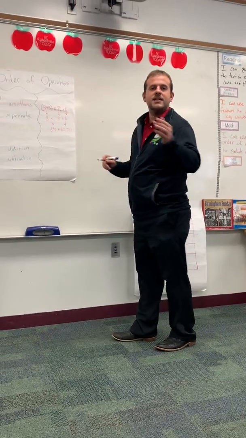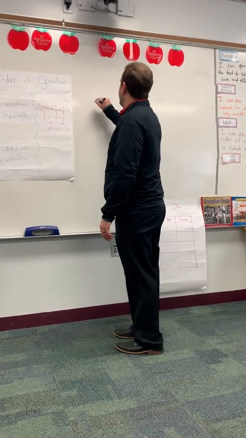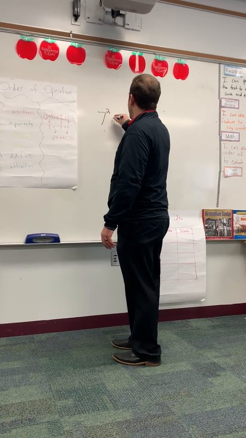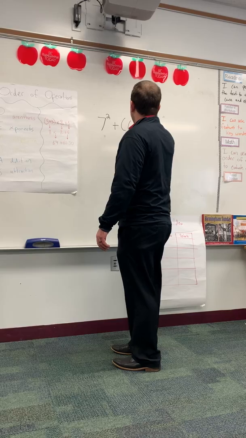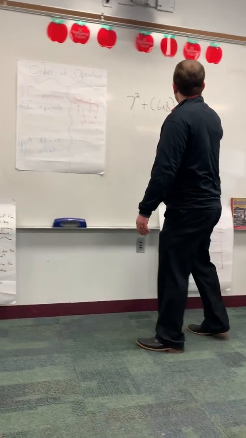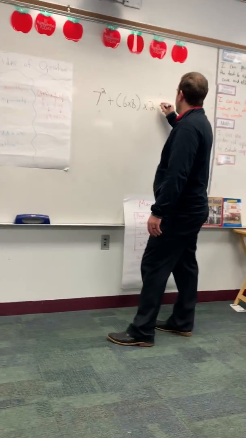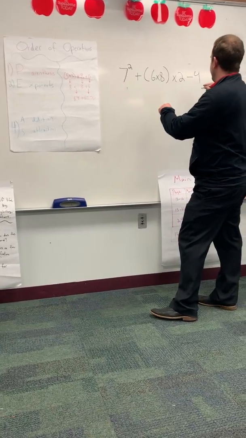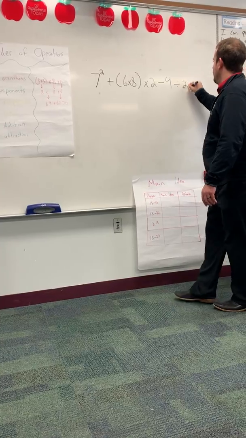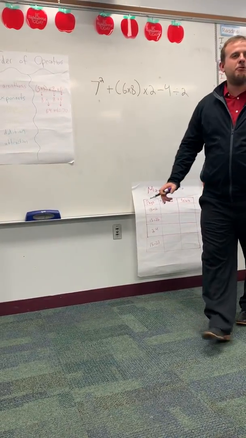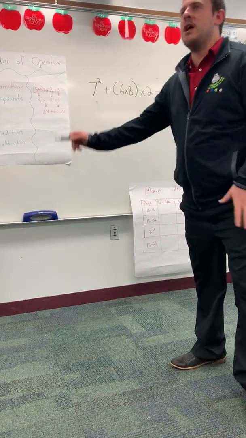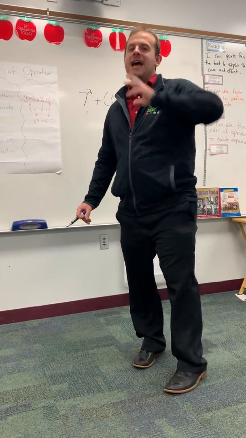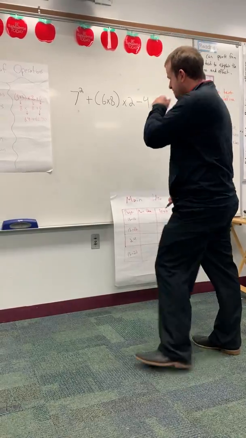We got, and I'm just making this up off the top of my head, 7 raised to the second power plus 6 times 8 times 2 minus 4, multiplication divided by 2. All right, big problem. Involving a lot of things. I see parentheses, I see exponents, I see multiplication, I see division, I see subtraction, everything. So we're going to do that right now.